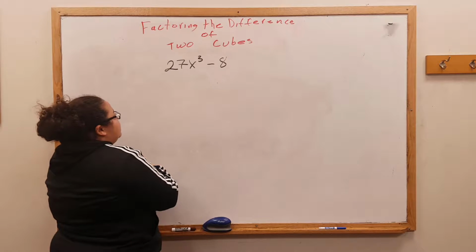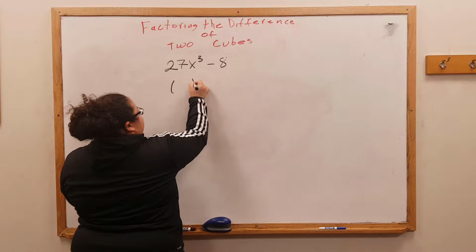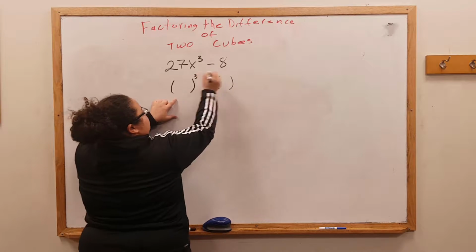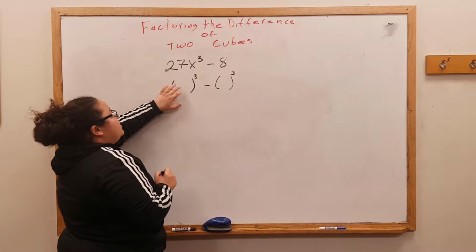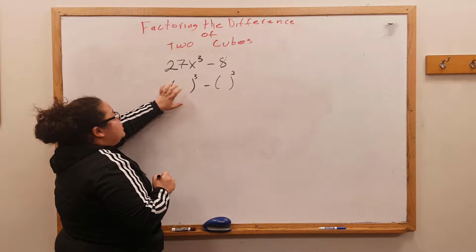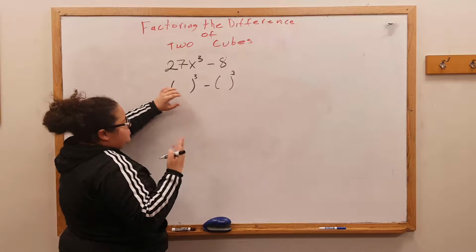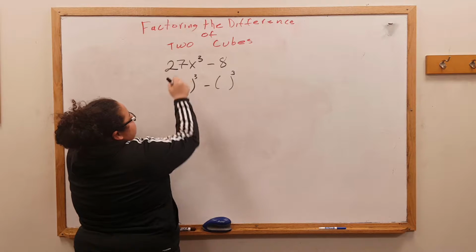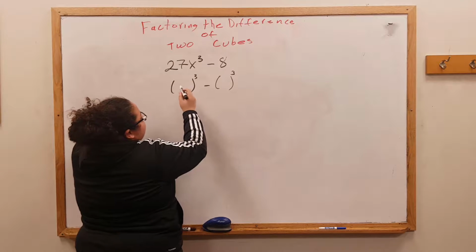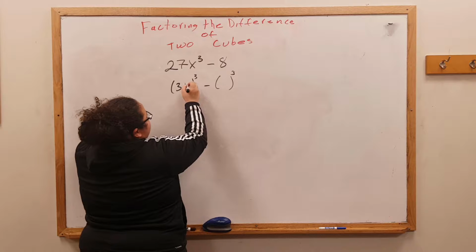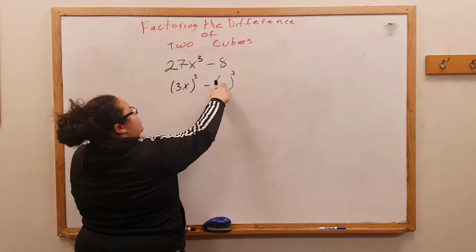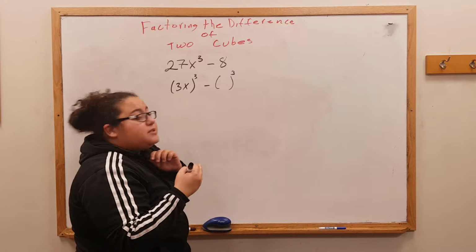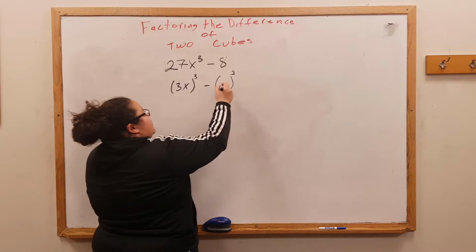Now to set this up, all you gotta do is have a parenthesis, cubed. Don't forget the cube. Now all you gotta do is think about the number cubed 3 times, or 3 itself, that equals 27. In this case, it will be 3x. Now in this parenthesis, you have to think about a number that is cubed 3 times that equals 8, and it's going to be 2.